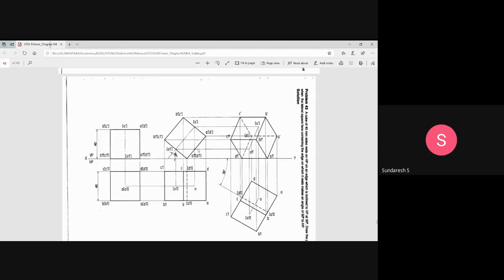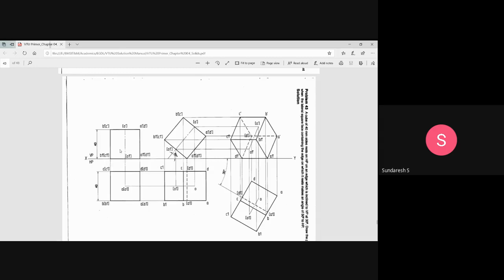So this face, what we are getting, is at 50 degrees. This is a lateral face, A, D, D1 and A1. That has to make an angle of 50 degrees with respect to HP. So now what are we going to do?